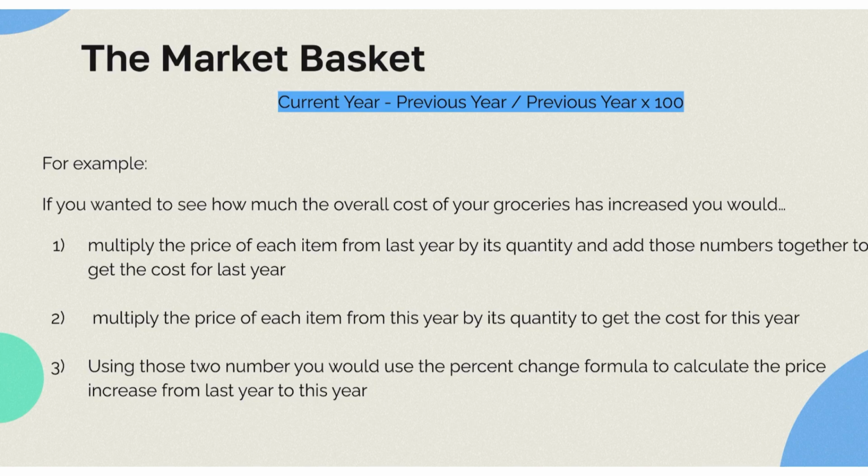So for example, if you wanted to see how much the overall cost of your groceries has increased, you would multiply the price of each item from last year by its quantity and add those numbers together to get the cost for last year. And then you would multiply the price of each item from this year by its quantity to get the cost for this year. And then using those two numbers, you would use the percent change formula, which again is listed at the top, to calculate the price increase from last year to this year.